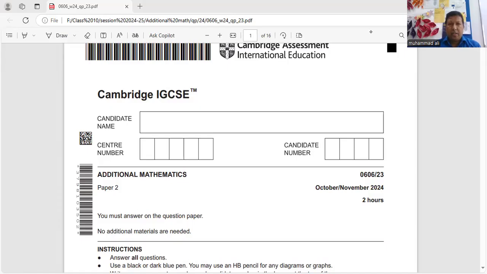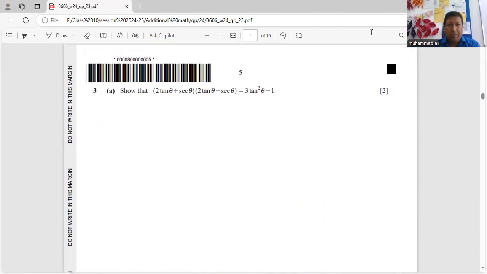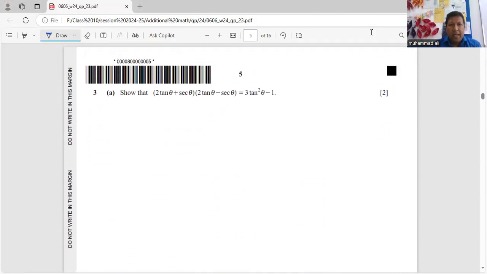Cambridge IGCSE Additional Mathematics Paper 2, October-November 2024. Today we try to solve question number 3. This is from trigonometry. Question number 3a.